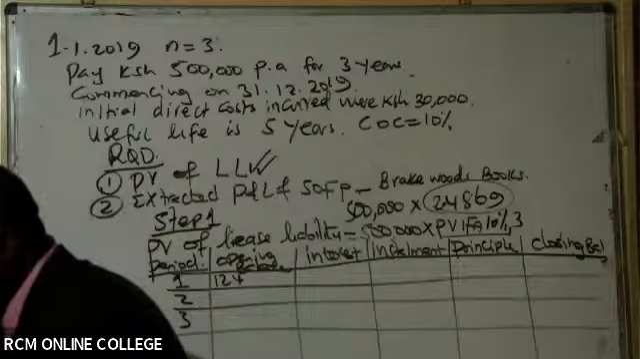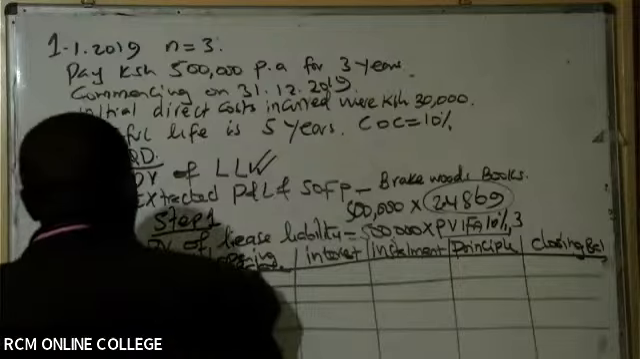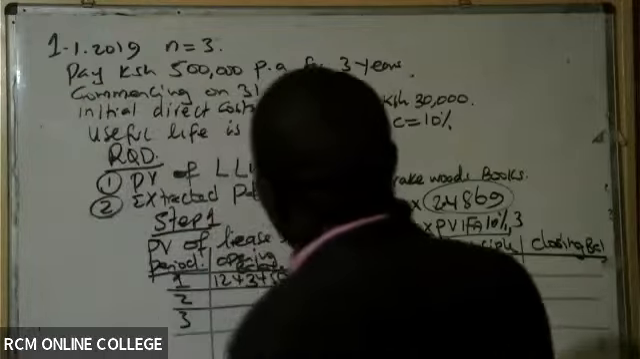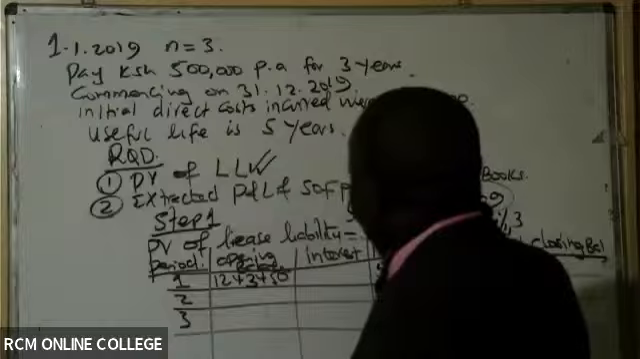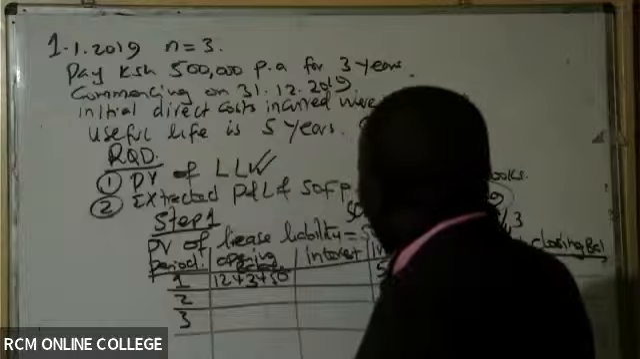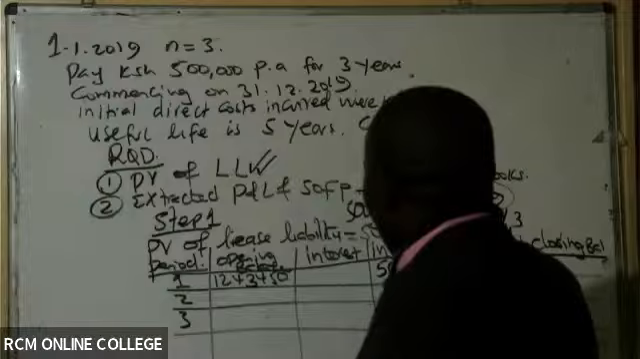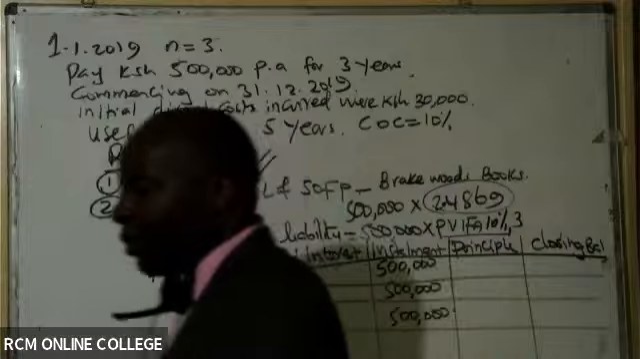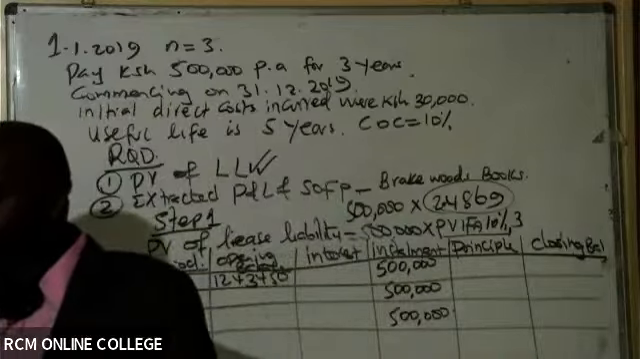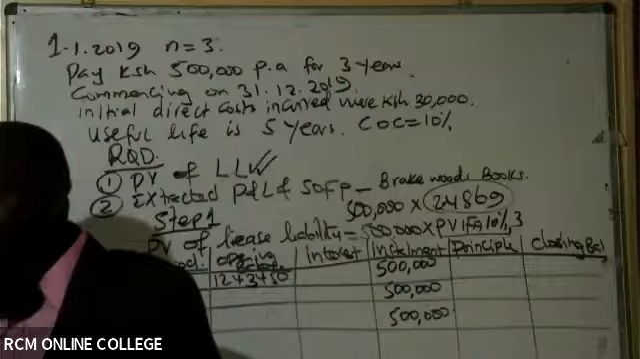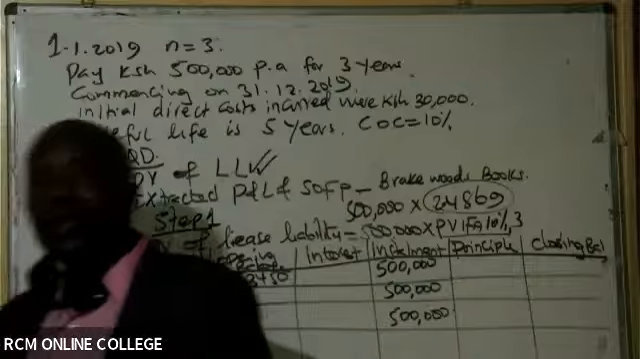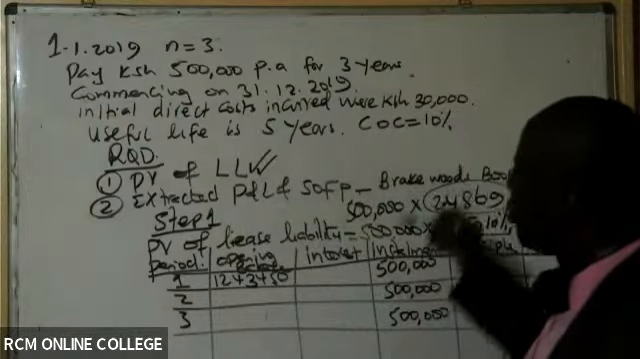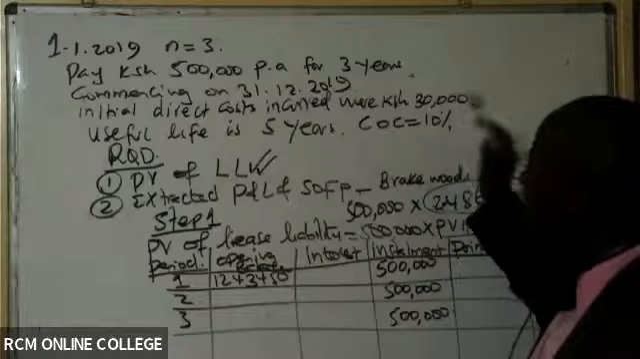124, 3450. This is what you bring here as your loan balance. And then we know that installments will never change. In installments, we have 500,000 throughout each year. Installments don't change. Ladies and gentlemen, we have our interest. Do we know our rate of interest? Our rate of interest is the cost of capital, which is this 10%.